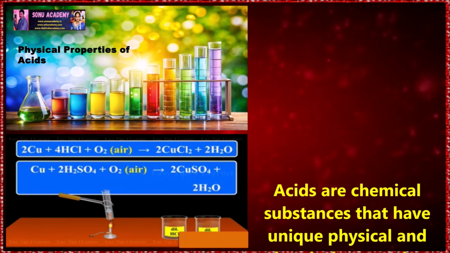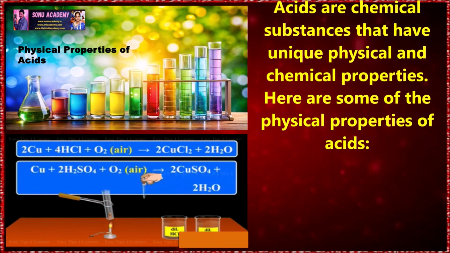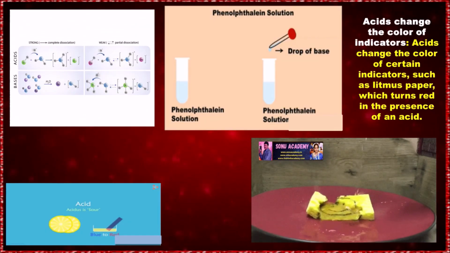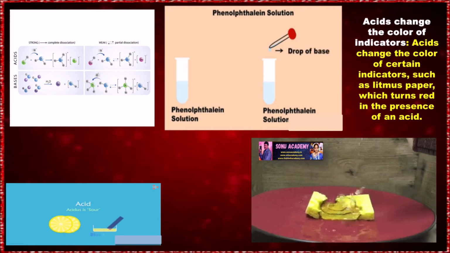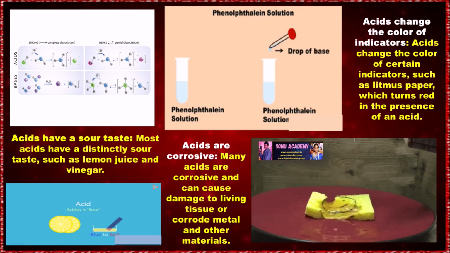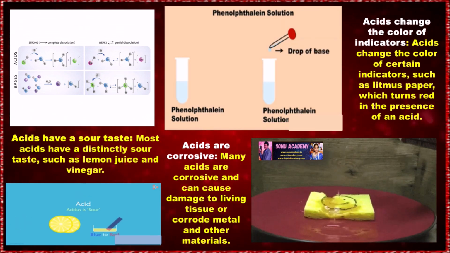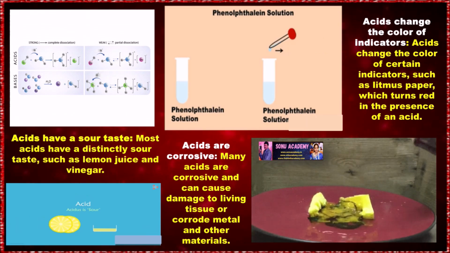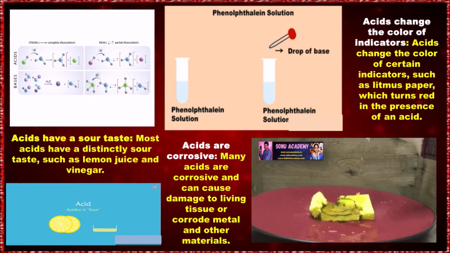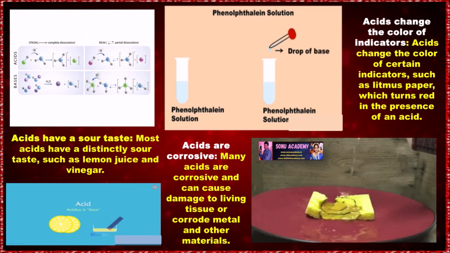Children, now let us discuss the physical properties of acids. Acids are chemical substances that have unique physical and chemical properties. Here are some of the physical properties of acids. Acids have a sour taste. Most acids have a distinctly sour taste, such as lemon juice and vinegar. Acids change the color of indicators, such as litmus paper, which turns red in the presence of an acid. Acids are corrosive. Many acids are corrosive and can cause damage to living tissues or corrode metal and other materials.